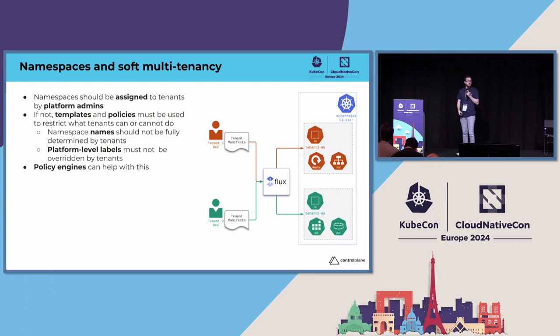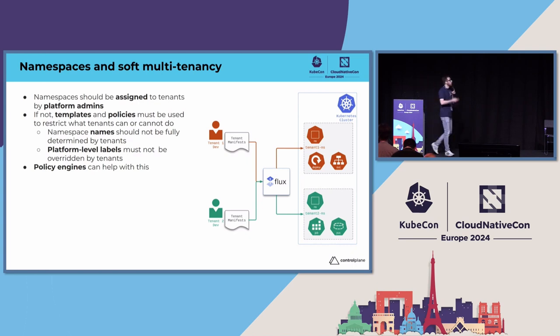When talking about soft multi-tenancy, our recommendation is that namespaces shouldn't really be managed by the tenants. So we look into internal development platforms nowadays, and a lot of resources can be self-provisioned by these platforms, but namespaces shouldn't really be self-provisioned. And actually, tenants shouldn't really have a say on the labels which are applied to these namespaces, or even the names that are applied to these namespaces. This should be assigned by the platform admins if possible.